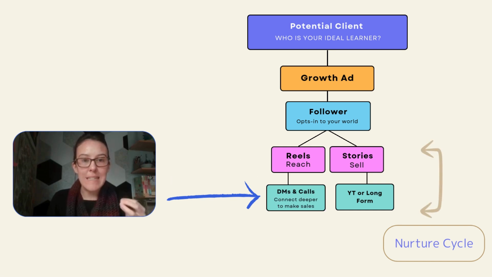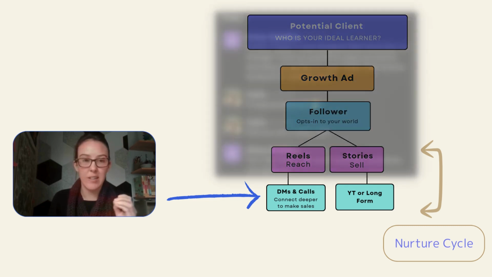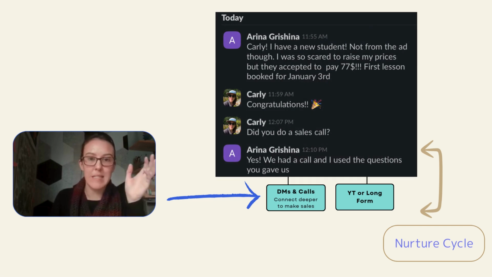And then DMs and calls are a huge piece of creating trust as well as qualifying your leads. So this is probably the biggest mistake I see from teachers: they are not DMing their new followers, which makes it really hard to know why people have opted into your world if you don't talk to them.